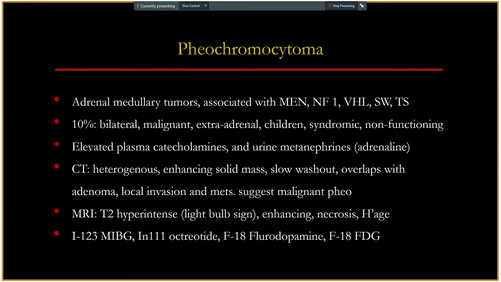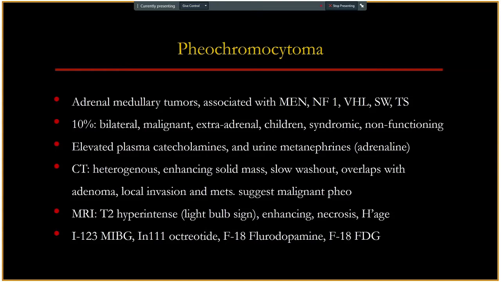It also follows what we call a 10% rule, where 10% of the times pheochromocytoma is bilateral, 10% of the times it's malignant, 10% of the times it's extra-adrenal, 10% of the times it's seen in children, 10% of the times it's syndromic, and 10% of the times it's non-functional. So most of the times it's a functioning tumor. Most of the times we find it in adults. Most of the times it arises from the adrenals. Most of the times it's benign. And most of the times, or 90% of the times, it is affecting one adrenal and not both adrenals.